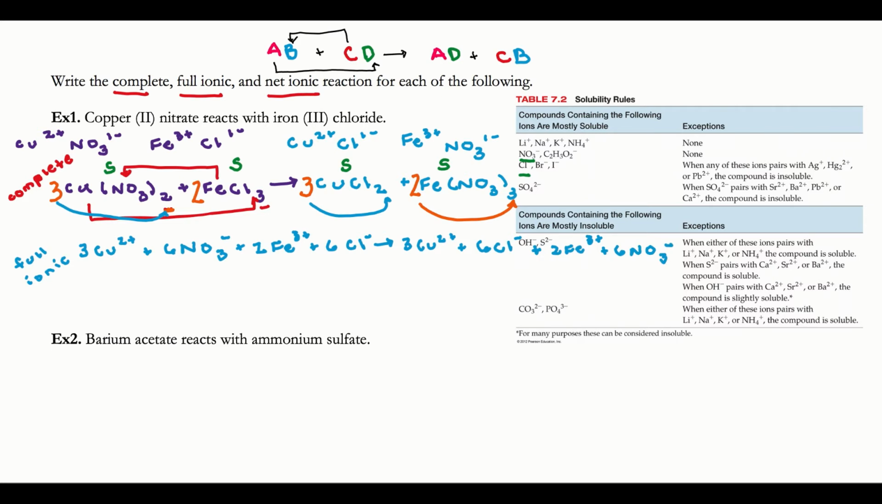Now I'm going to write my net ionic. So for my net ionic, anything that stays the same on the reactant and product side is going to be crossed out. So notice, coppers are the same, nitrates are the same, irons are the same, chlorines are the same. So for this reaction, since everything is soluble, there is going to be no net ionic reaction. Because ultimately, if I combine those 2 substances together, copper nitrate and iron chloride, we wouldn't observe anything. Nothing would happen because everything is soluble. Okay, let's look at the next example.